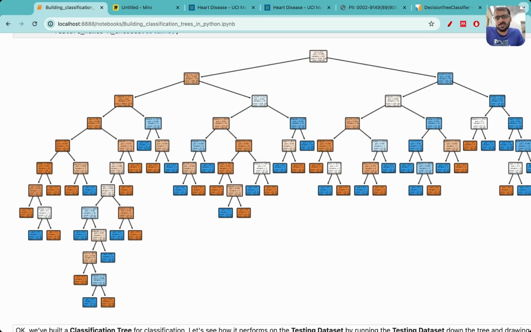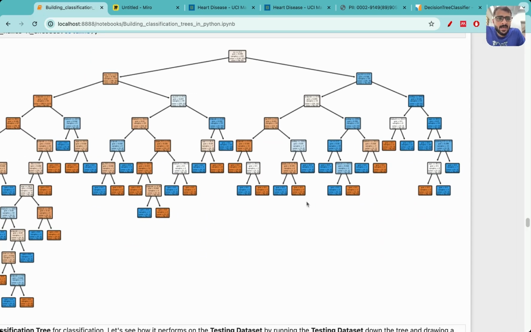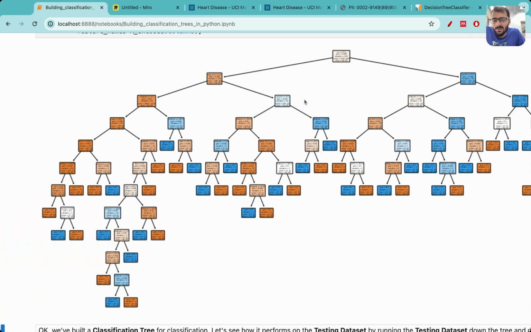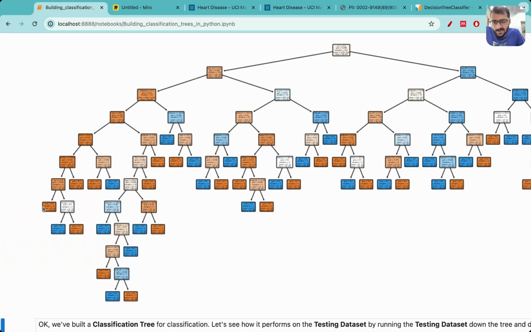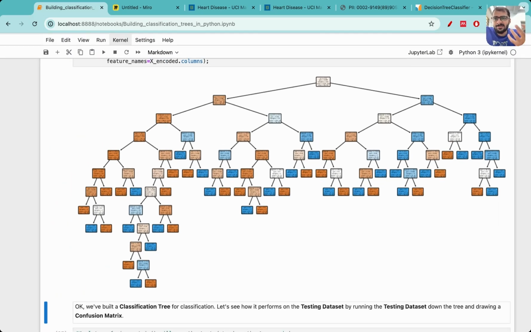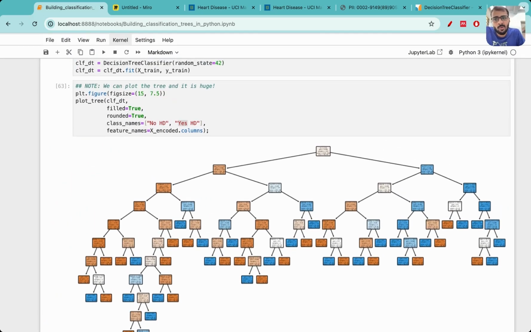It's a huge decision tree which we have constructed. This is our decision tree right now, and you can see there are a huge number of nodes. I'm not even going to try to count the number of nodes here. There are so many leaf nodes. But it seems that this is the decision tree which we have found.